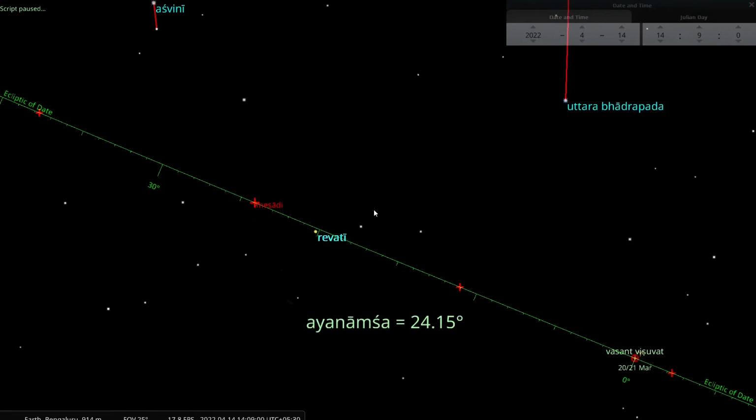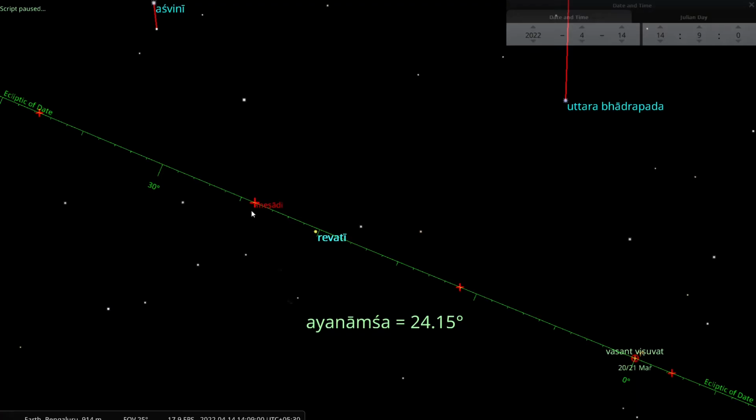Similar to the previous video, I will zoom in to one specific portion of the ecliptic. And here is Vasanta Vishuvat. And Vasanta Vishuvat is inside Uttara Bhadrapada nakshatra, because this is the starting point and the ending point of Uttara Bhadrapada. So here is Vasanta Vishuvat. I am going to now run time backwards and show you Vasanta Vishuvat moving towards Meshadi. You have seen this already, but this time I am going to overlay history on top of astronomy.